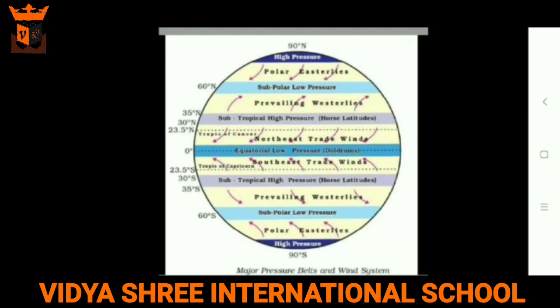Now the next type of wind is seasonal wind. These winds change their direction in different seasons. For example, monsoon in India, हम कहते हैं ना कि monsoon की हवाएं चली हैं, तो वो जो wind होती है उसको हम बोलते हैं seasonal wind. Now the next type of wind is local winds. These blow only during a particular period of the day or a year in small areas. For example, land and sea breeze.